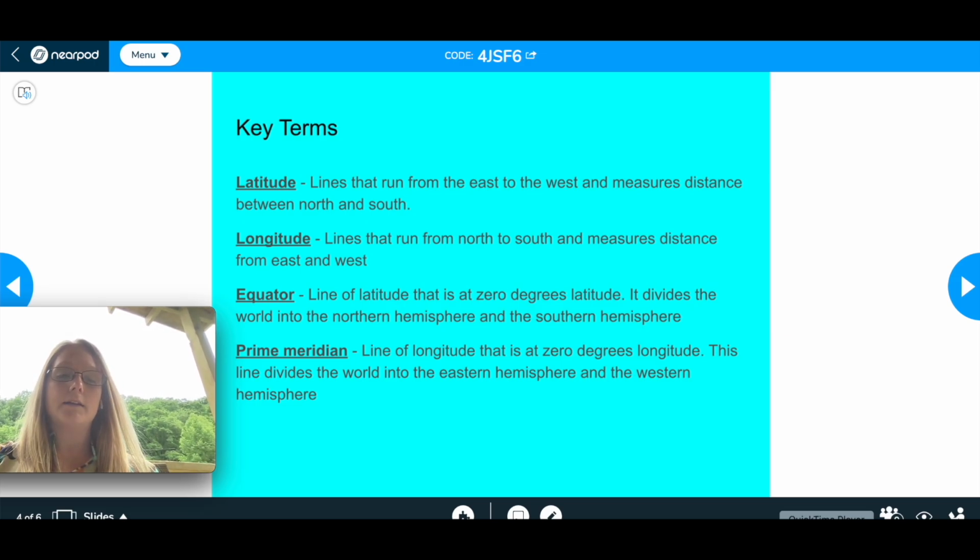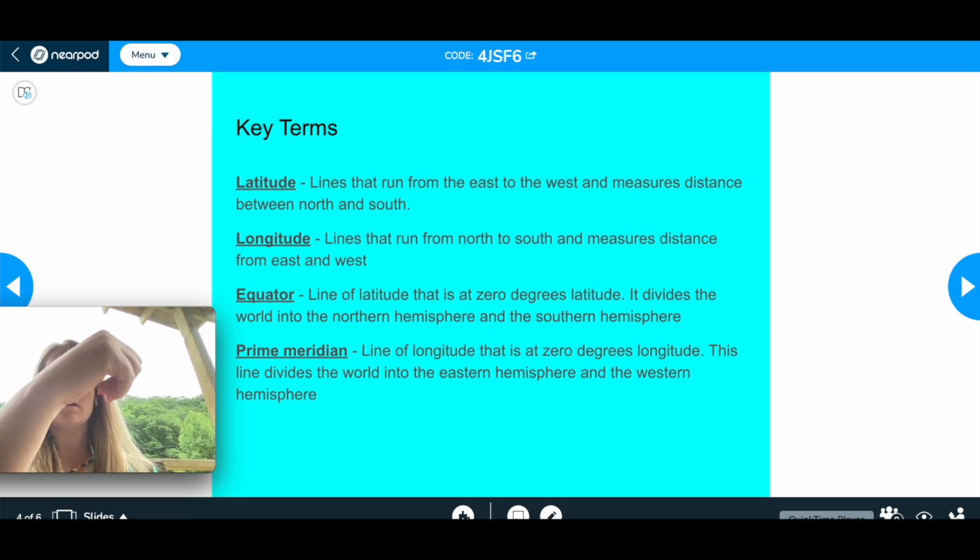Another two very important lines that we'll be seeing on our globe today are the equator, which is a line of latitude. Okay, remember, laying down. That is the 0-degree latitude, and this divides the world into the northern hemisphere and the southern hemisphere, so north and south. The prime meridian is a line of longitude that is at 0 degrees longitude. Remember, longitude, straight up, long ways. And this is the line that divides the world into the eastern hemisphere and the western hemisphere.